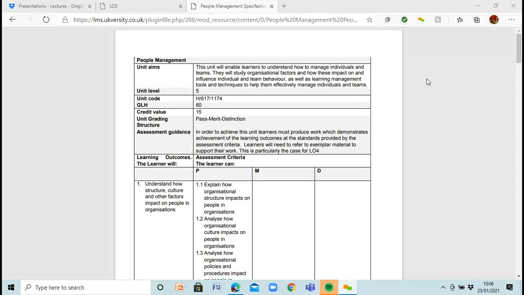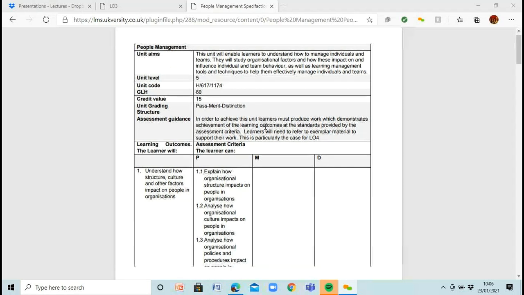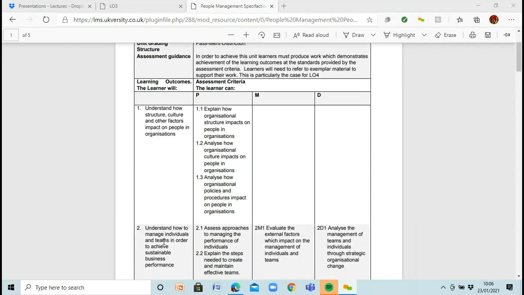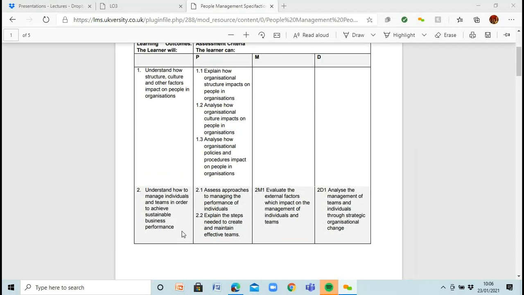Good morning. So today we're going to be looking at the people management unit again. On our previous sessions, we looked at learning outcome 1, where we were looking at understanding how structure, culture, and other factors impact on people in organizations. So we looked at the 3 assessment criteria for there.